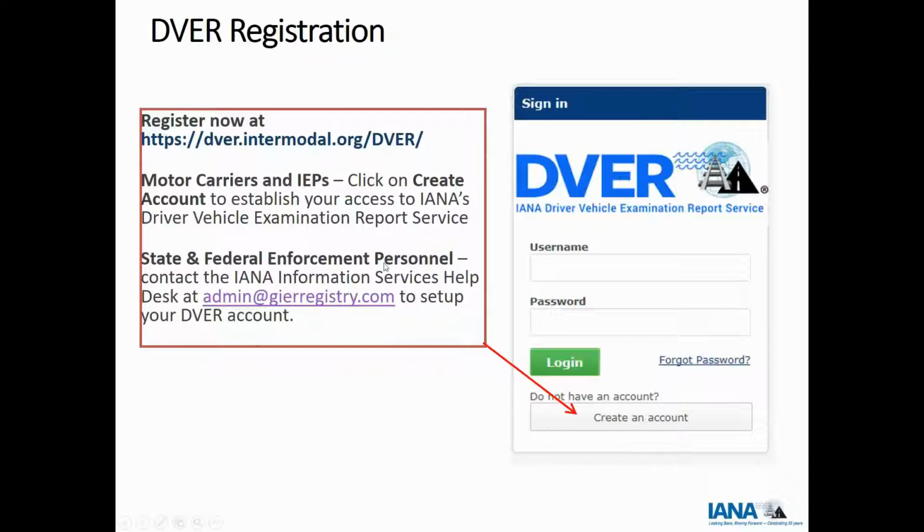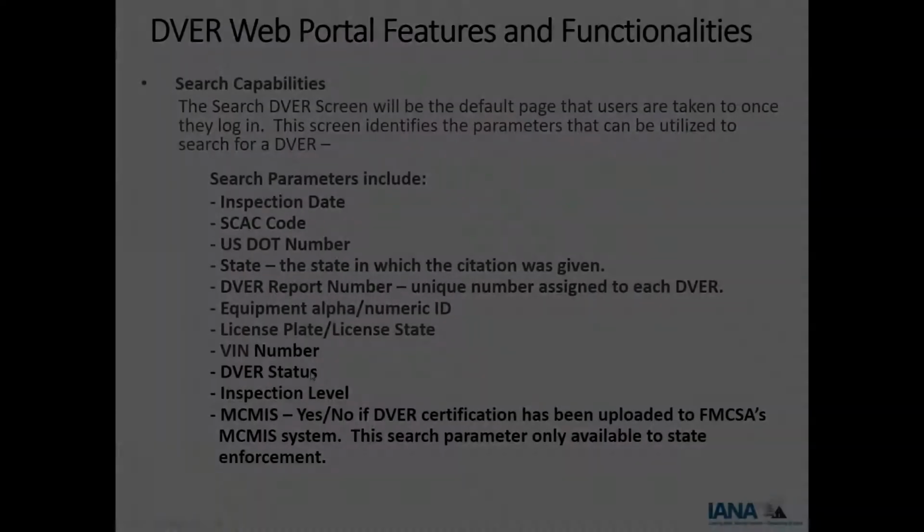This is basically the registration screen where motor carriers and IEPs would come to register to subscribe to the DVER application. State and federal enforcement personnel, we would ask that you would contact us, and IANA will set you up within the system from our back end versus having you have to go through the registration process. And then we would provide you with your credentials to access the web portal.